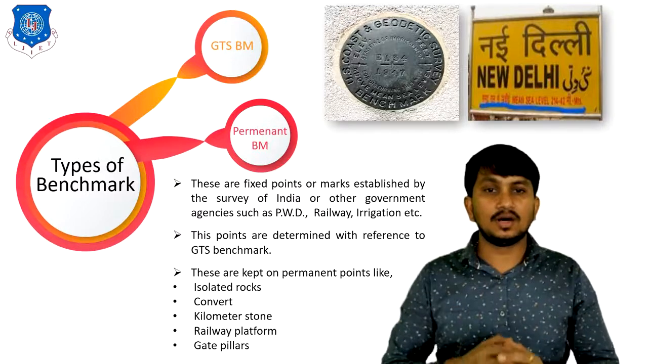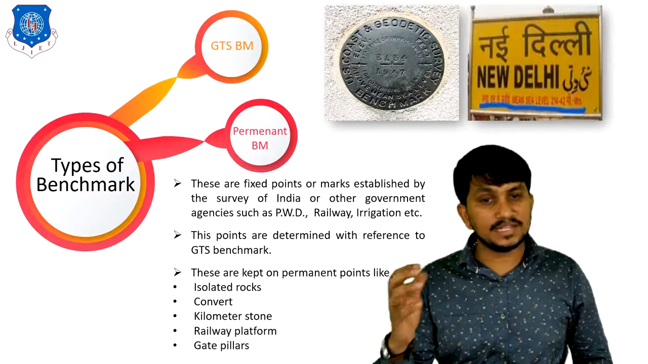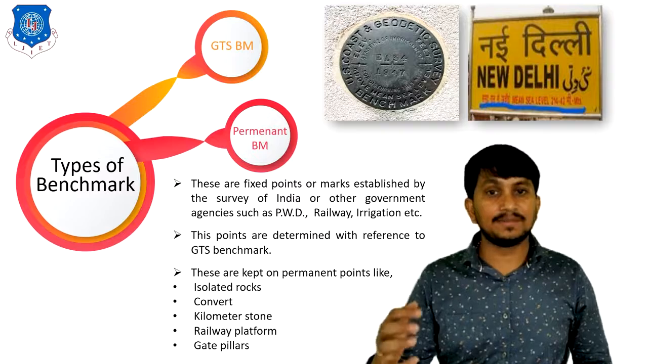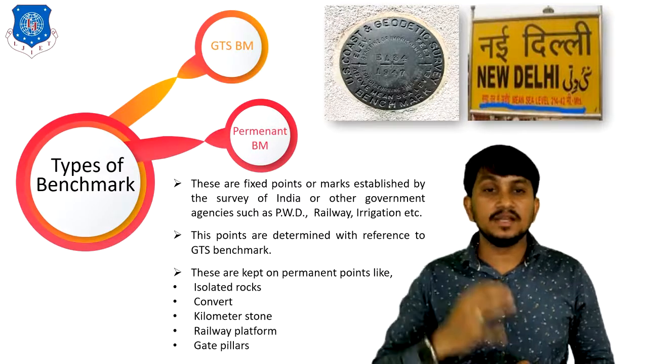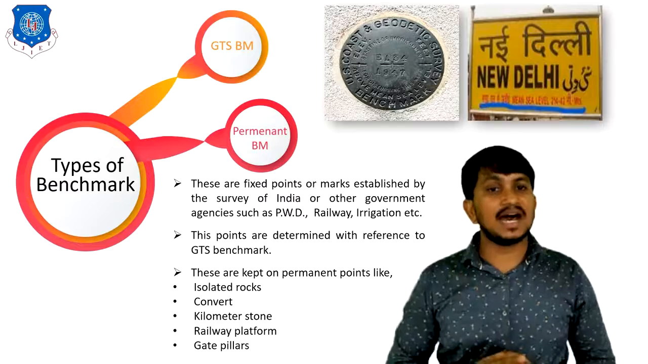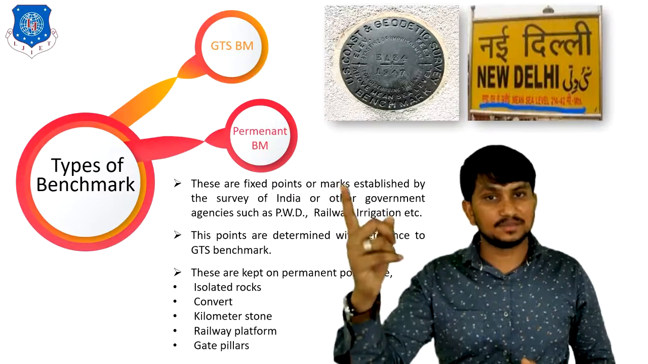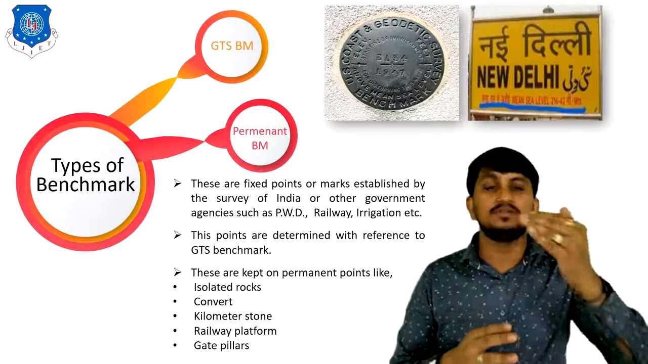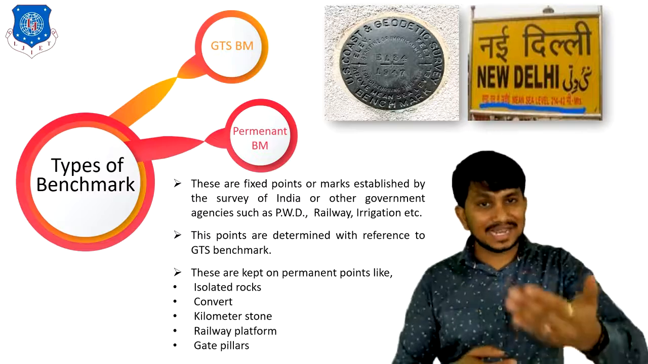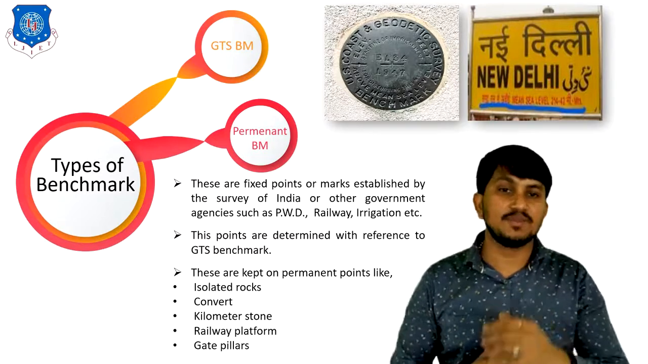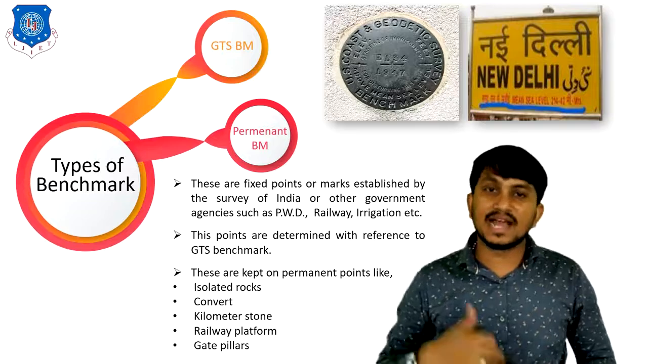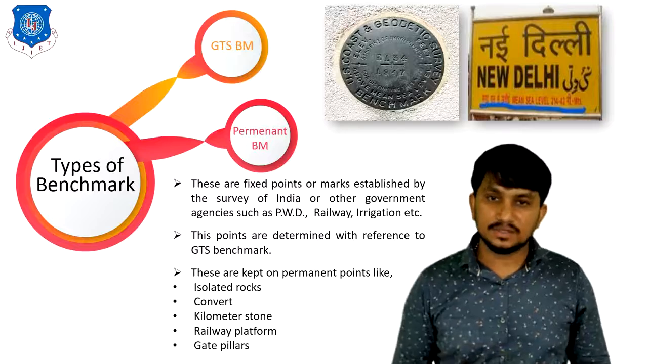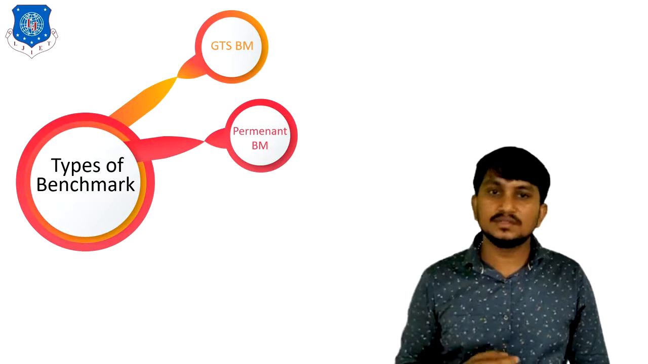These are fixed points or markings established by the Survey of India Department or other government agencies such as the Public Works Department, Railway Department, Irrigation Department, etc. These points are determined with reference to GTS benchmarks. So a permanent benchmark is established with the help of a GTS benchmark. These are the secondary benchmark points after GTS benchmarks. These are kept on permanent points like isolated rocks, culverts, kilometer stones, railway platforms, and gate pillars. That's all about permanent benchmark.